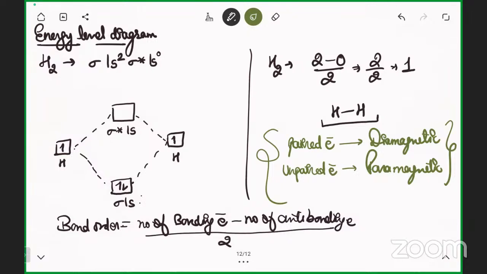So in case of hydrogen, is it paramagnetic or diamagnetic? Speak it up. See the electrons in sigma 1s and sigma star 1s. Are they paired or unpaired? Paired, sir. So if they are paired, it means hydrogen is diamagnetic. Okay, very good. Let's take another example.